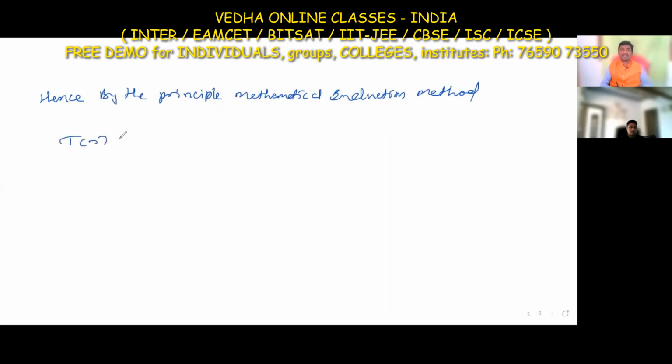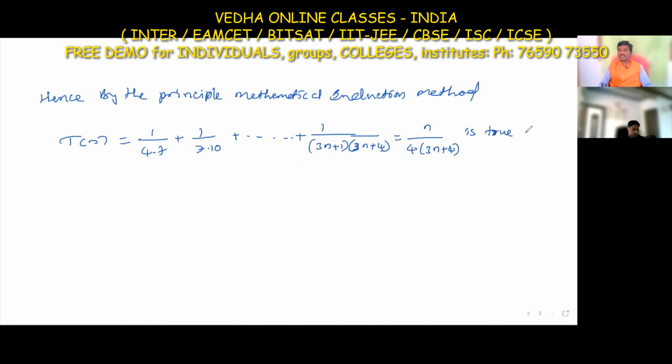T of n, writing the question as it is, 1 by 4 into 7 plus 1 by 7 into 10 and so on, plus 1 divided by 3n plus 1 into 3n plus 4 is equal to n divided by 4 into 3n plus 4, is true for all n belongs to N. This is the required solution.